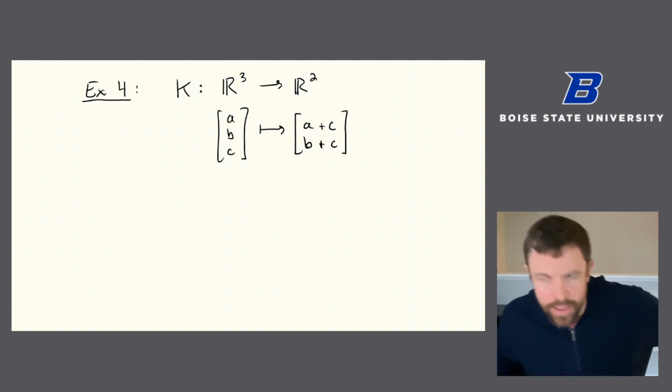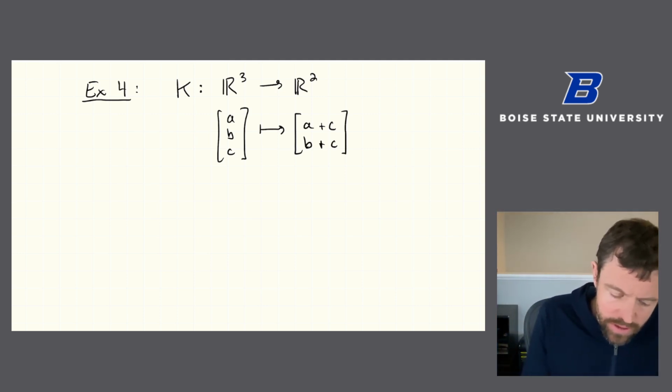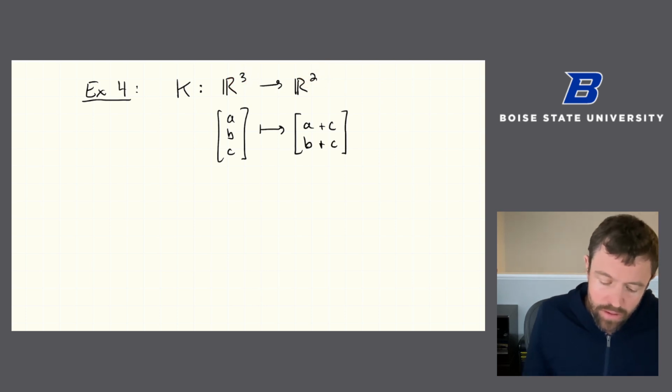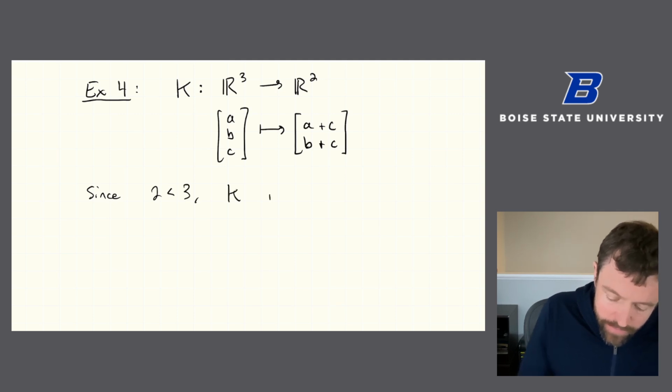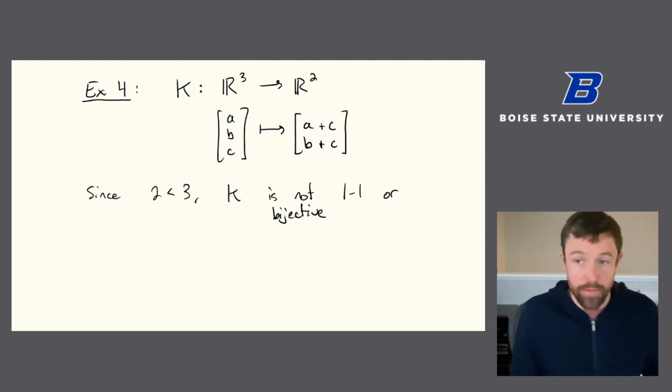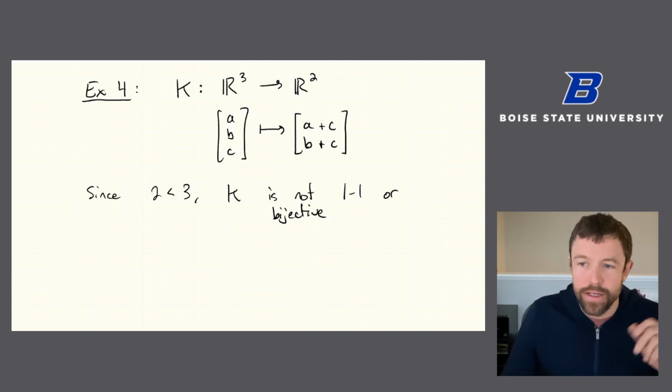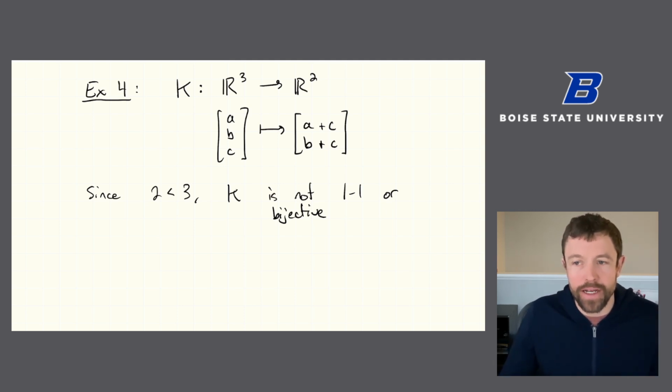Okay, so we're first going to approach the easy questions. This is going from a higher dimension space to a lower dimension space. And so since our output dimension is less than our input dimension, K is not one-to-one or bijective. We can immediately rule those out. But we can never rule out everything, right? Our easy options never allow us to rule out everything based on the dimension. We actually have to check if it's onto.